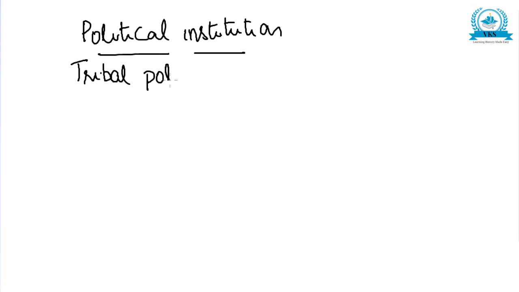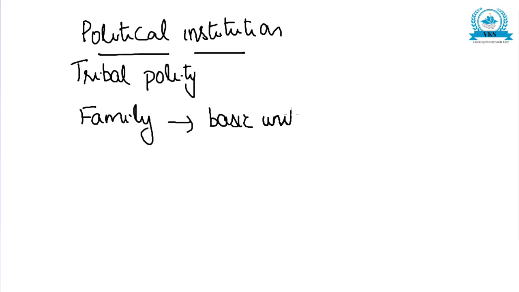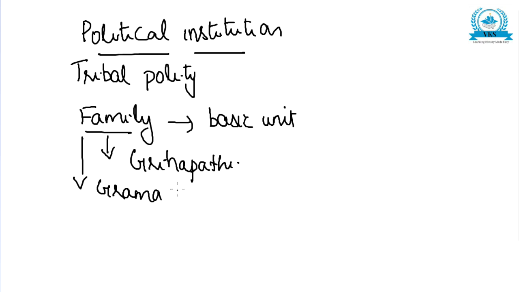So basically it was a kind of tribal polity. We already said that family was the basic unit of political organization, and this family was headed by grihapati, or we can say kulapati. After family, the next unit was grama or village. Grama or village was headed by gramani. The head of grama was gramani.